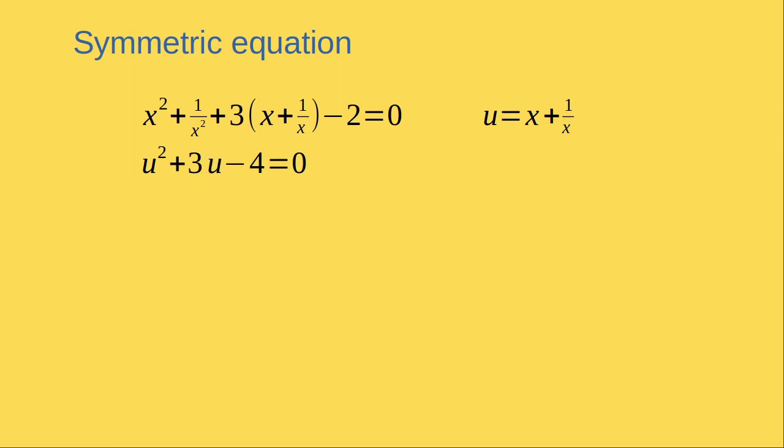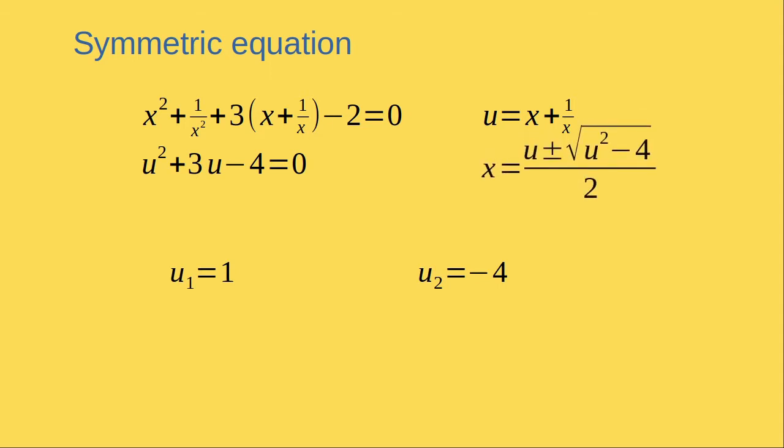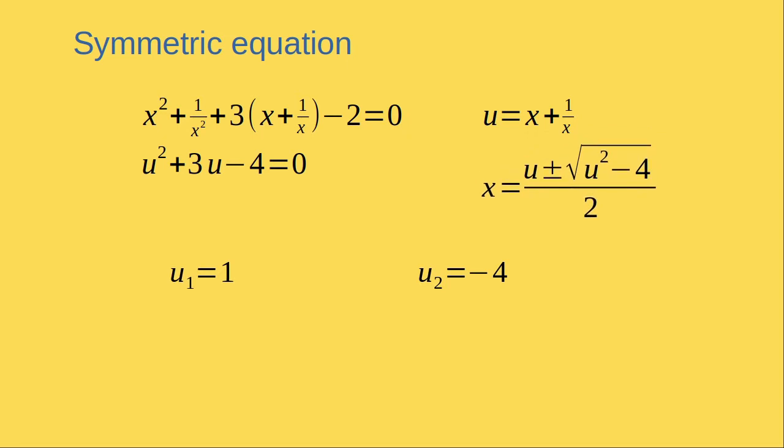This we can solve using our favorite quadratic formula. And after some steps, we get the solutions u equals 1 and u equals minus 4. Now, all we have to do is to express these solutions in terms of x. So we solve for x, again using our favorite quadratic formula, and we get this.